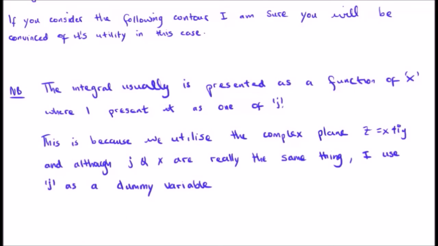Just to remind us, the integral is usually presented as one of x, where I present it as one of j, and this is because we're going to be doing some complex analysis, and they have z is equal to x plus I times y. Although j and x are really the same thing, I would like to use j as my dummy variable. So if you're looking at some other authors, they may have x. I'm using j. It's no big deal.